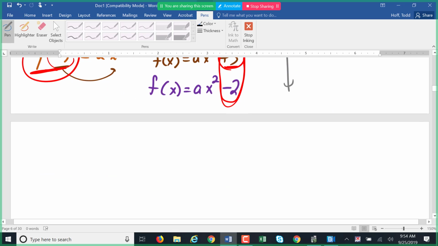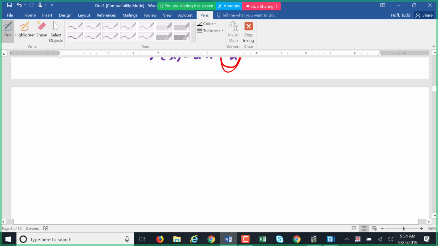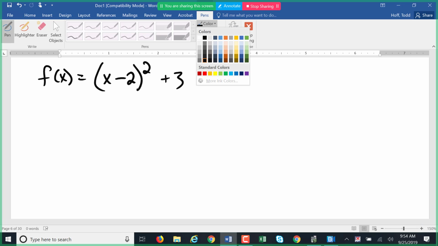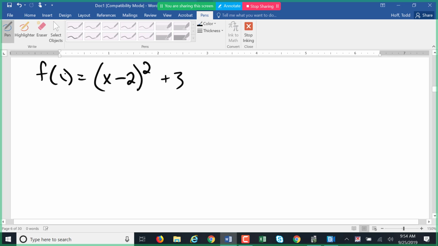So if I have f of x equals x minus 2 squared plus 3. Let's get back here. What point is my vertex at?